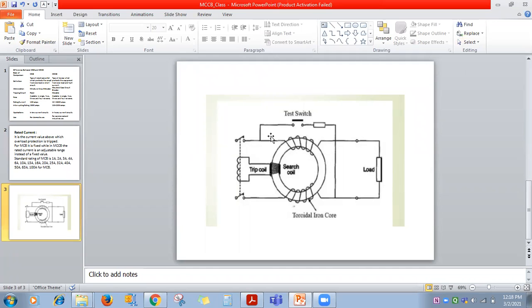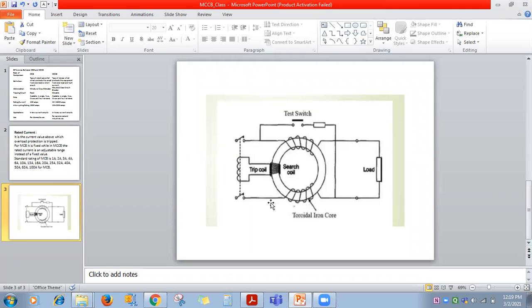Current operated means what? See here, a trip coil is there. This trip coil means what? It is a relay. Okay, so what is happening? Whatever current is flowing through the live phase, the same must be the current returning through the neutral. If there is any difference between the current flowing through phase and neutral, there will be magnetic field in this core. See, this circular one is a magnetic material.